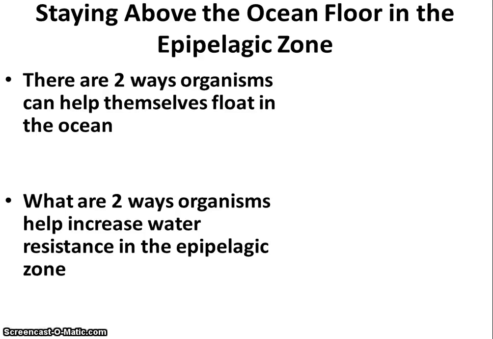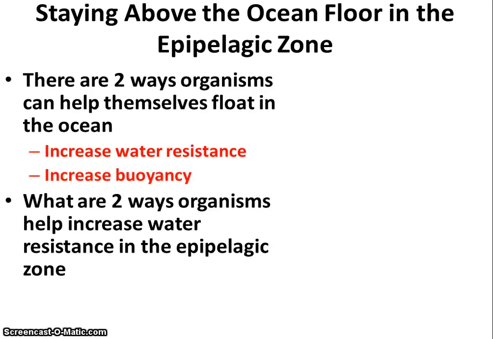There are two basic ways organisms stay afloat in all of the epipelagic. If you're on the surface and you're in that top 2% of the ocean, there's really two ways that you're going to be adapted to stay above the ocean floor. The first is to increase your water resistance. The second is to increase your buoyancy. The first is to sink slower. The second is actually to float better. And all organisms are going to do both, if not one of these adaptations, if you're in the epipelagic.